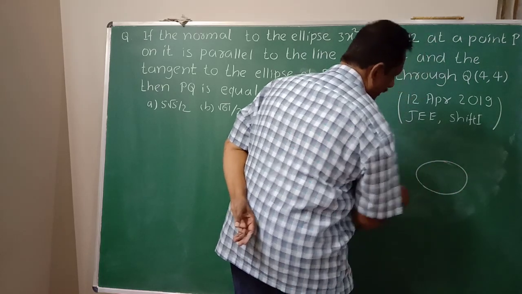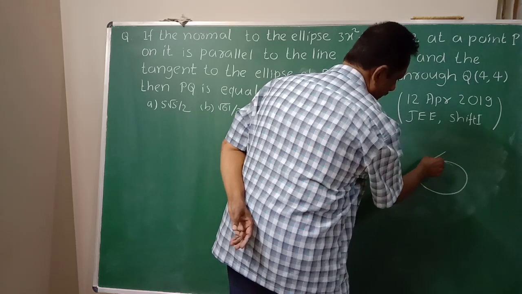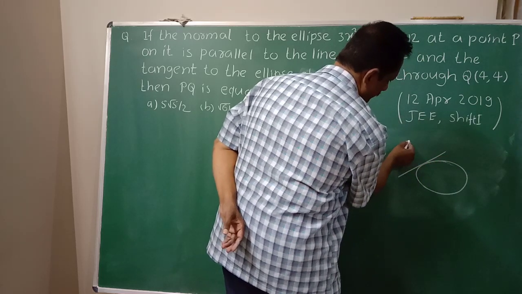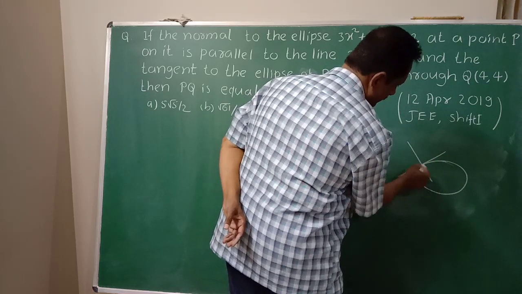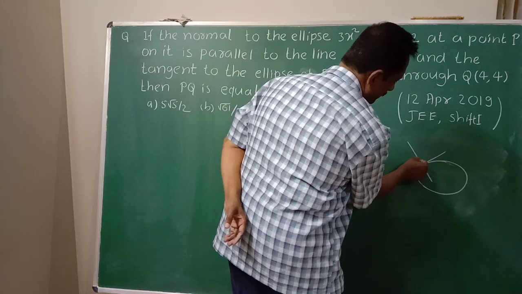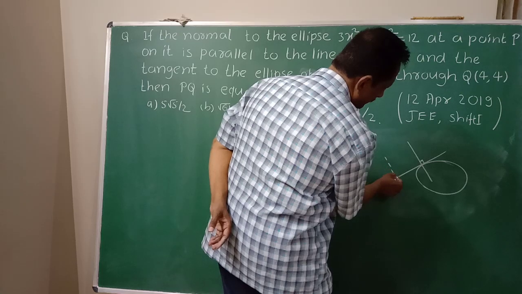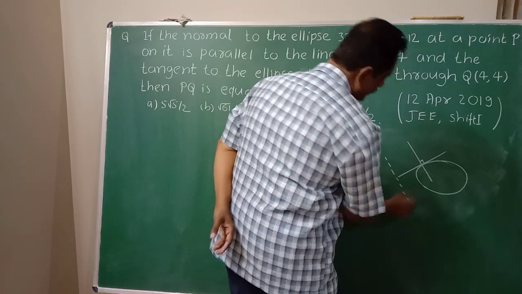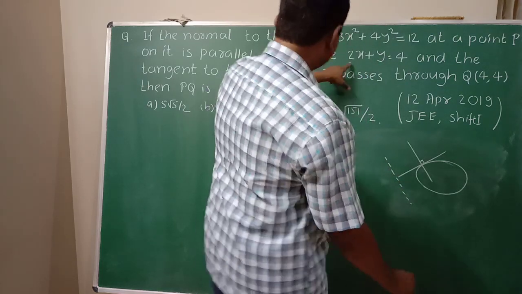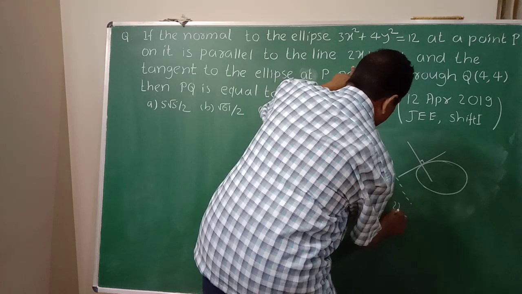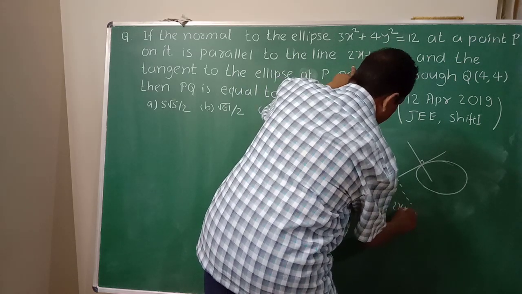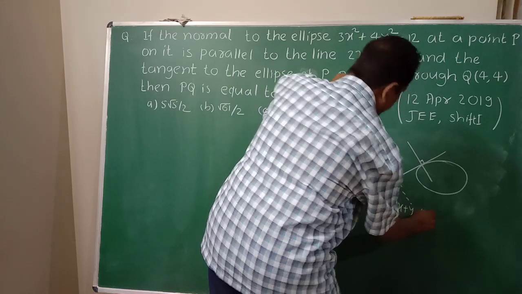Okay, and here is a tangent. And a normal is always perpendicular to the tangent. Okay, the normal is perpendicular to the tangent. This normal is parallel to the given line here. Okay, here the equation of the given line is 2x + y = 4.